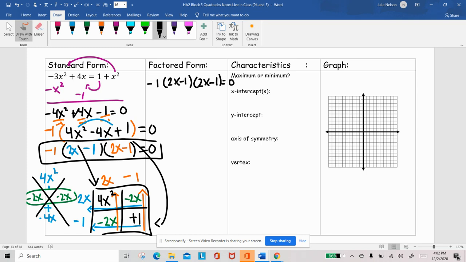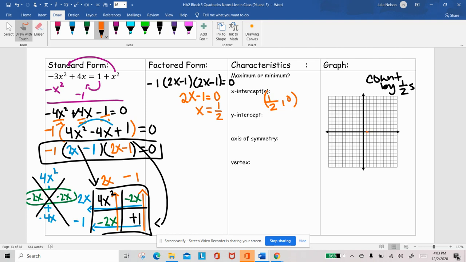Now, what do you notice about both parentheses? Do you notice that both parentheses are exactly the same? And because they're exactly the same, they're going to produce the same x value. So if I add 1 and divide by 2, x equals half. So that means my x-intercept is at half comma 0. Now I'm going to count by halves just because half is a small number. So I'm going to count by halves and put that right here.